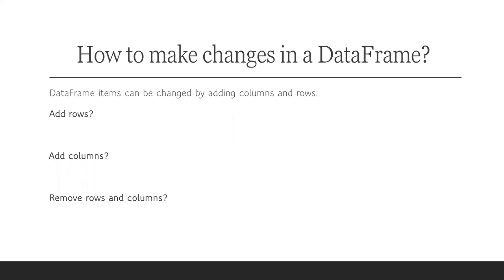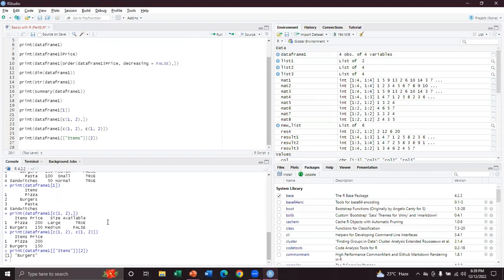Now, how to make changes in a data frame? This question is quite important and you should know about it. Data frame items can be changed by adding columns and rows. So first of all, let's see how we can add rows. That's quite simple. All you have to do is to just use the rbind function to add a single or multiple rows in a data frame. Okay, so let's see it.